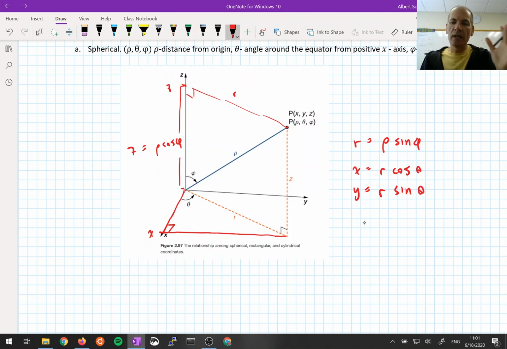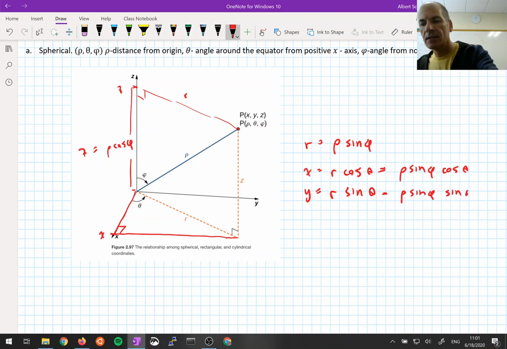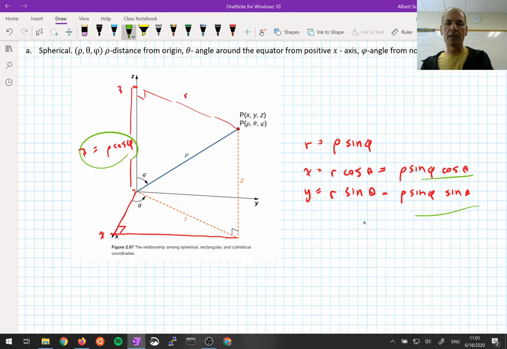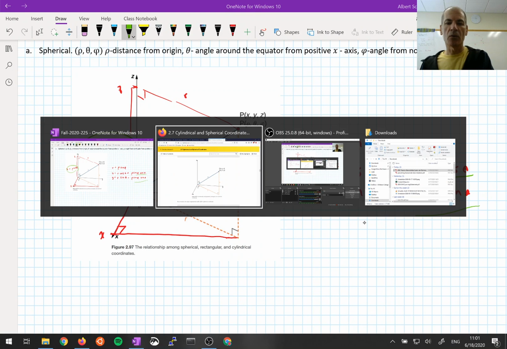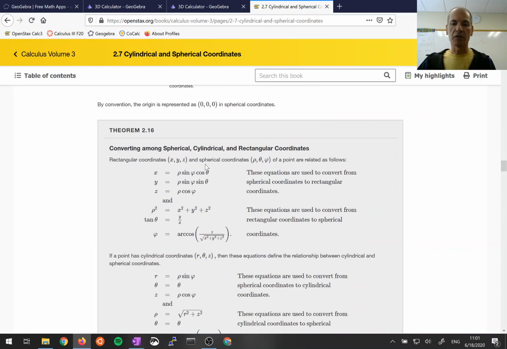And then, of course, we don't have an r in the spherical coordinate system, so we want to re-express this solely in terms of spherical coordinates, but we can do that because we know that r is equal to rho sine phi. So x is rho sine phi cosine theta, and y is rho sine phi sine theta. These three formulas together, which I'm going to highlight in green, here, here, and here, give you the transformations that go from spherical coordinates, rho, theta, and phi, to Cartesian coordinates, x, y, and z. That's where these come from.